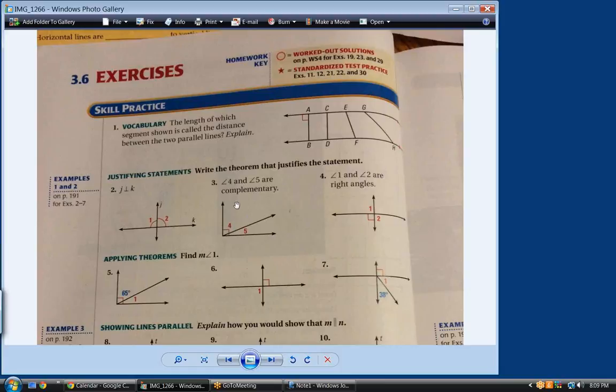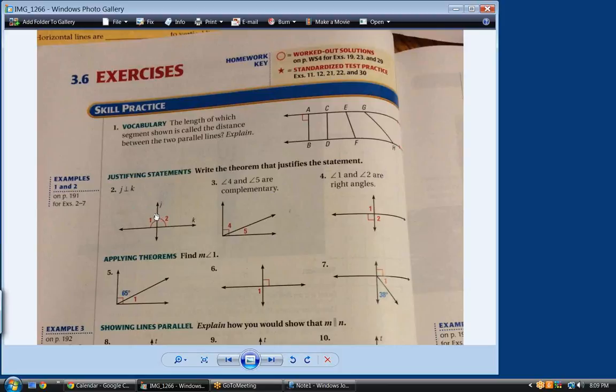Okay, so I'm just confused. For number 2, I'm confused on what theorem it would be. It says write the theorem that justifies the statement. Well, here's the theorem. Let me give it to you exactly. Here's your perfect answer for number 2.